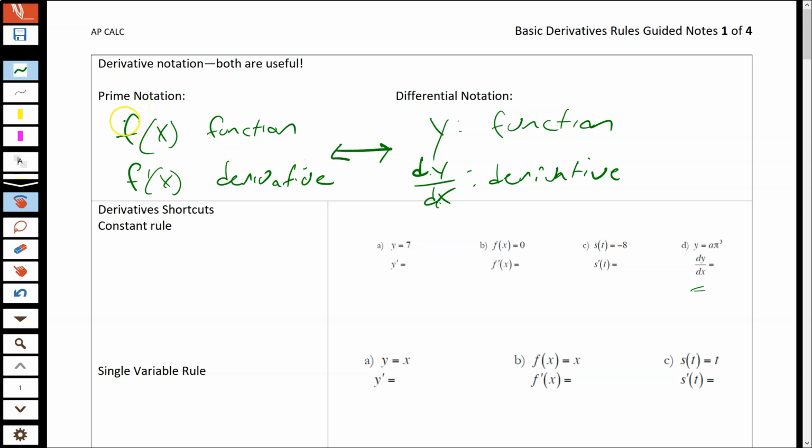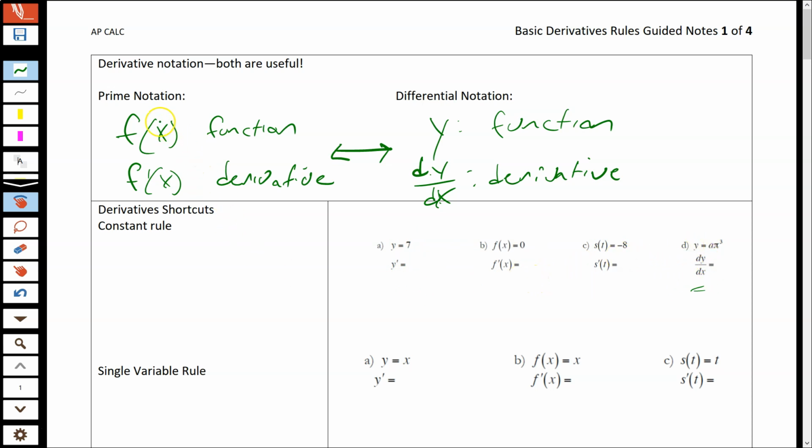Prime notation is useful when you want to emphasize the function. So maybe you have an f of x and a g of x that you're working with, and you want to keep them separate. This differential notation, dy dx, is useful when you want to emphasize the variables. So let's say we had y, and y depended on x and z, and we wanted to say we're interested in x and not z. That's why we'd use this one. In general, you want to stick with the notation that they give you, okay? So if I give you f of x, you're going to say f prime of x. If I give you y, you can either say y prime or this dy dx we're going to use more and more.